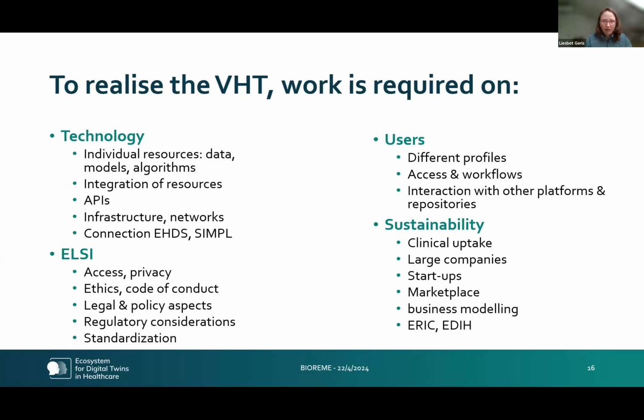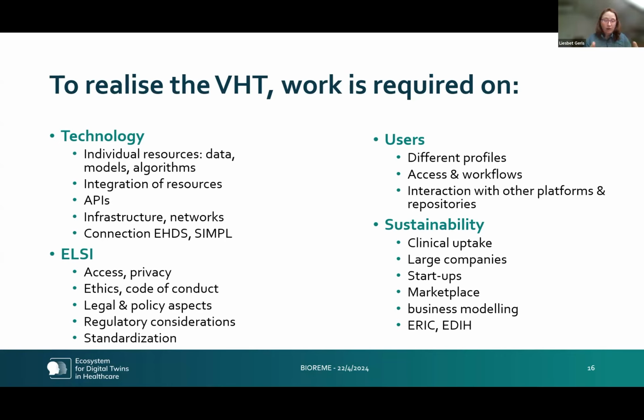And Peter's solution is really a great example of how this can be done in a way that is reproducible across organs and across scales. The right APIs, the infrastructure, and connection with things that already exist. But it's not just the technology part, obviously, that needs to be handled.